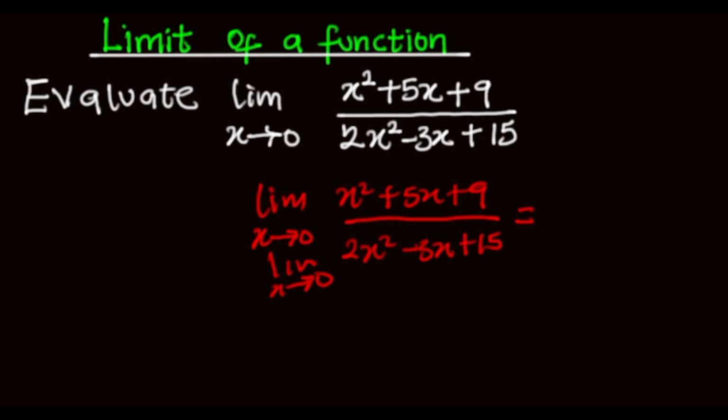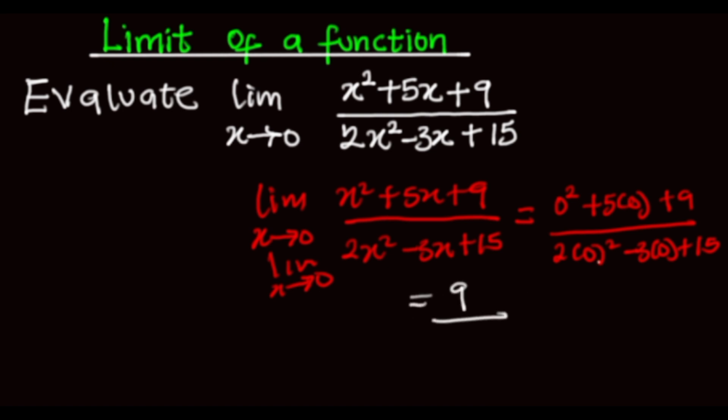That is, our x approaches 0. Then we take x to be 0 here. So we're going to have 0 squared plus 5 times 0, plus 9, divided by 2 times 0 squared minus 3 times 0 plus 15. Now since I've already substituted all the values of x with 0, what I'm going to do now is just go ahead and simplify it a little bit. I'm going to have 0 squared to be 0, plus 5 times 0, which is 0, plus 9, divided by 2 times 0 squared, which is 0.